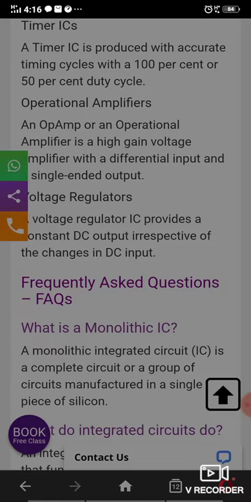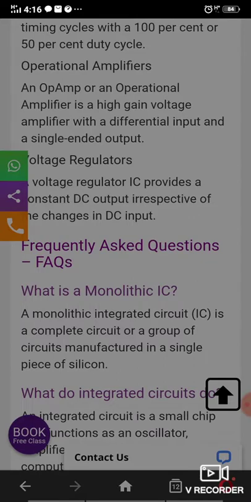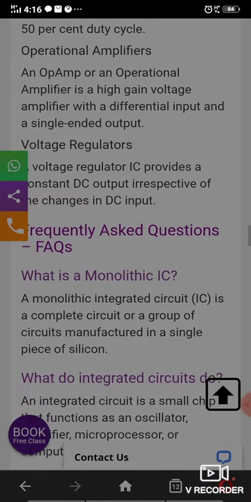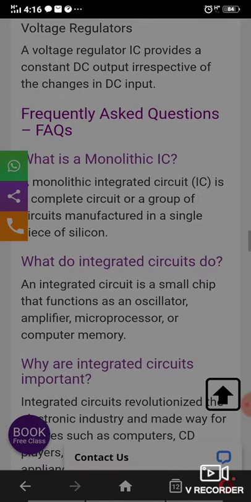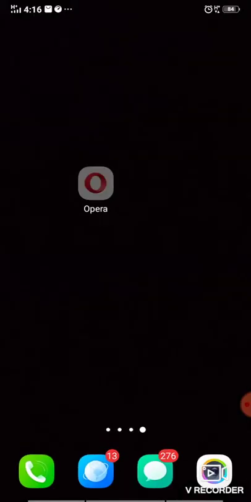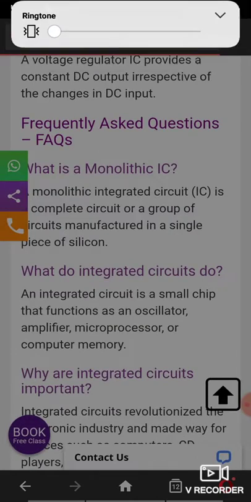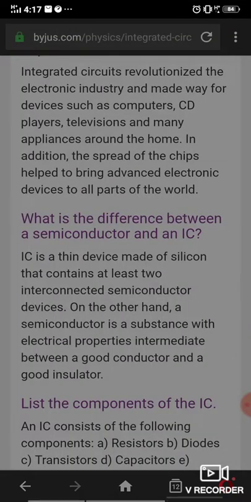Frequently asked questions. What is a monolithic IC? A monolithic integrated circuit is a complete circuit, or a group of circuits, manufactured in a single piece of silicon. What do integrated circuits do? An integrated circuit is a small chip that functions as an oscillator, amplifier, microprocessor, or computer memory.